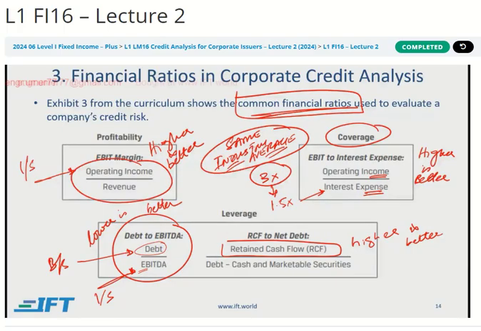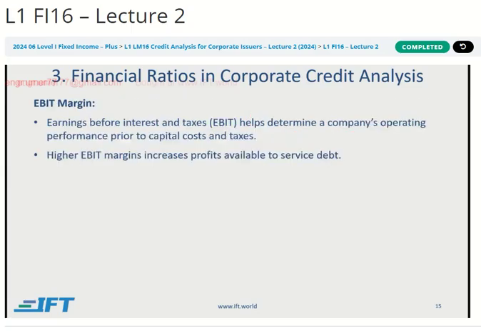And then we want to compare it to the net debt. Net debt means the amount of debt that they have minus the cash and marketable securities that they have. So even if they use all the cash and marketable securities to pay off the debt, the remaining debt is the net debt, compared to how much cash flow they are able to retain in the business.